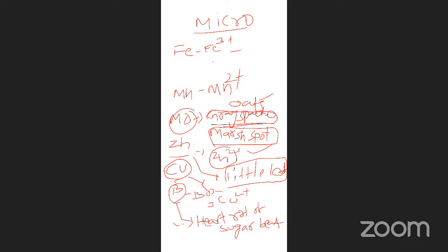Right. Next, molybdenum. Molybdenum in the form of MoO2 plus. It is a component of several enzymes, including nitrogenase and nitrate reductase. The molybdenum deficiency causes whiptail disease.